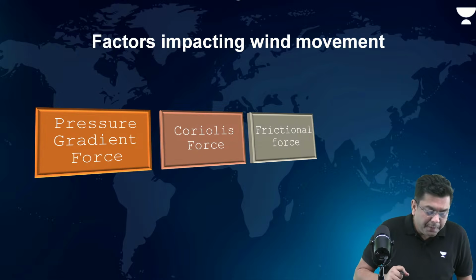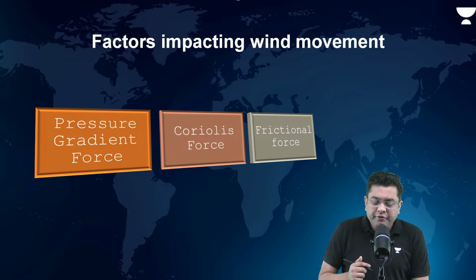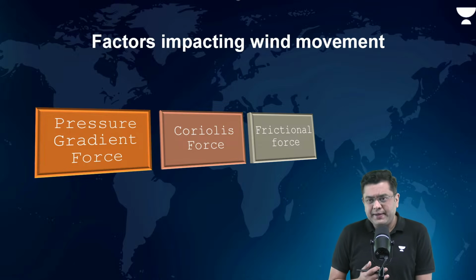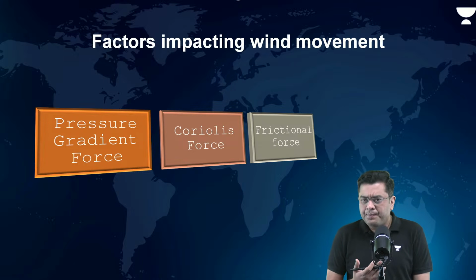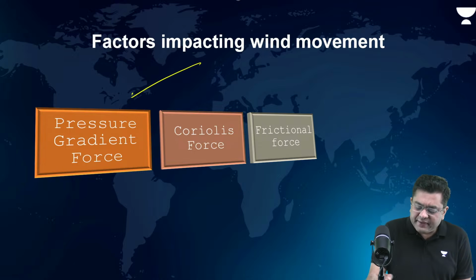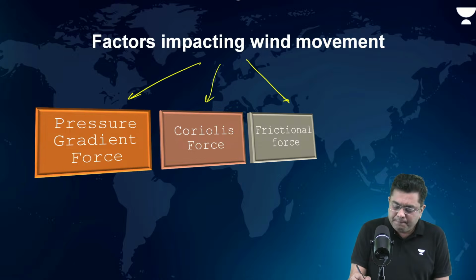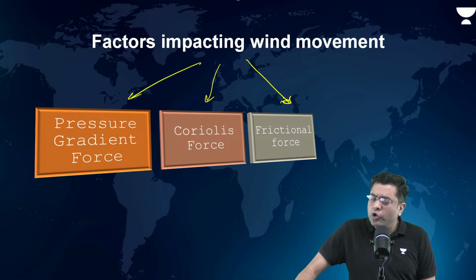Okay. Now, then we come to the case of the factors which impact the wind movement, the direction, the speed, everything is associated with these three basic factors: pressure gradient force or PGF, the Coriolis force, and the frictional force.